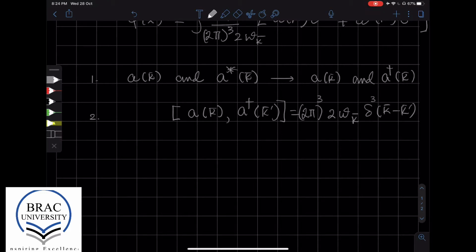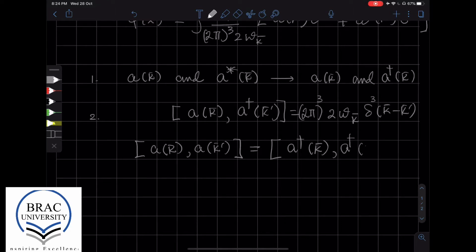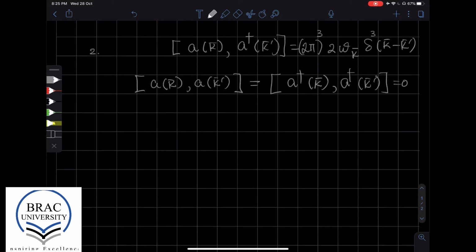The delta function is the three-dimensional delta function. And we also assume that all the other commutators, such that the commutator between two A's and the commutator between two A daggers, were 0. Now, several observations are in order. So let's make some observations.